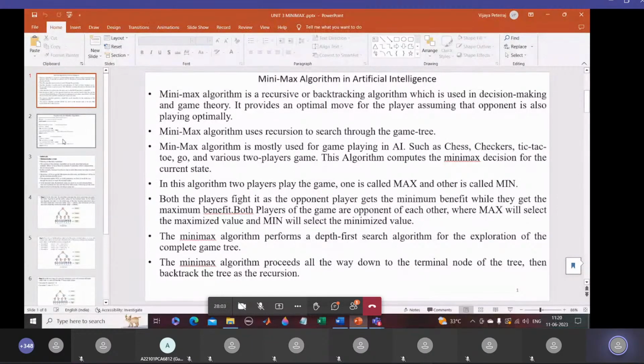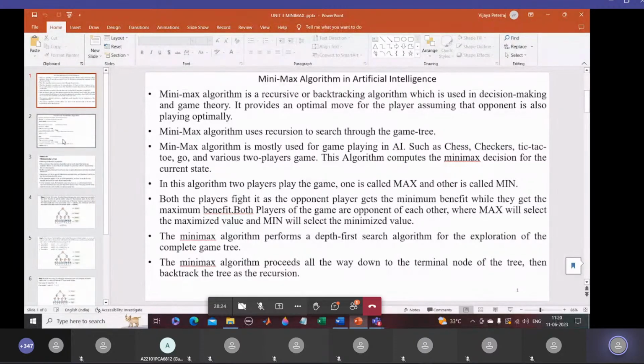So first, what is the min-max algorithm? So all these artificial intelligence are used to train machines to perform work more efficiently than the humans. You can say it is a recursive or backtracking algorithm. So mainly used in decision making and game theory. It provides the optimal move for the player, assuming that the opponent is also playing optimally. They can also solve complex problems and critical tasks, and they can also get accurate results.